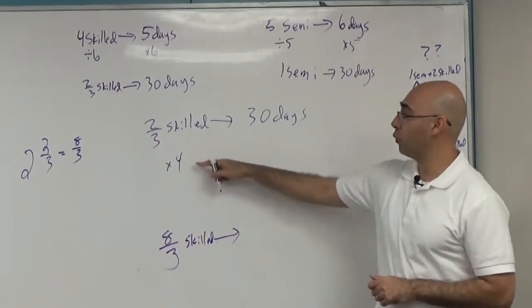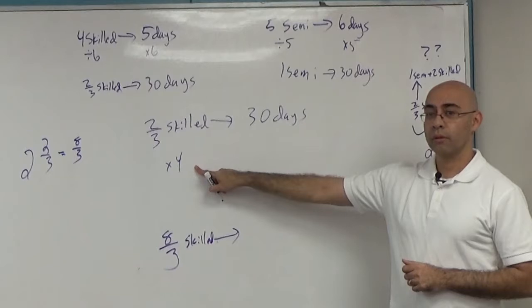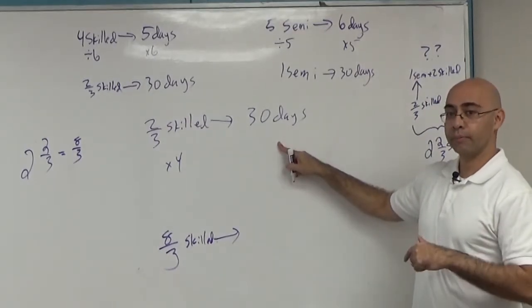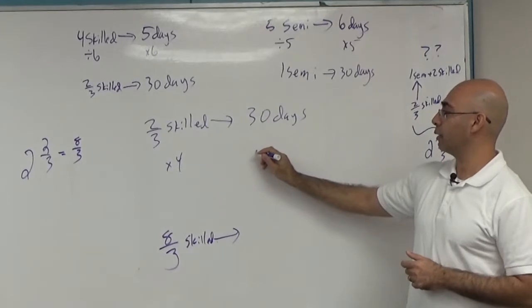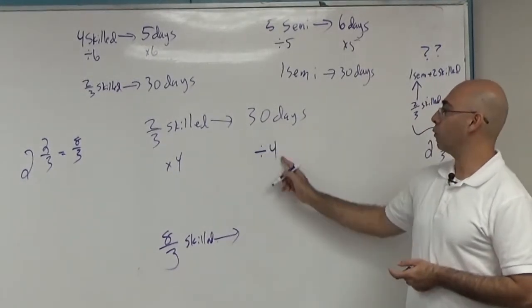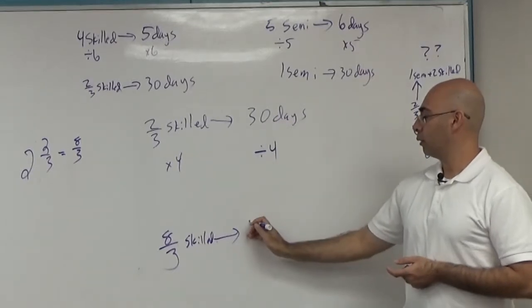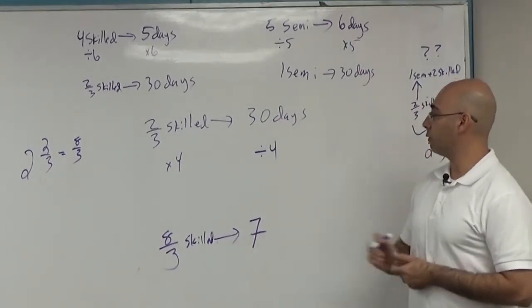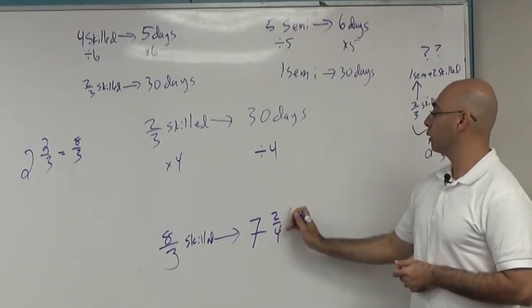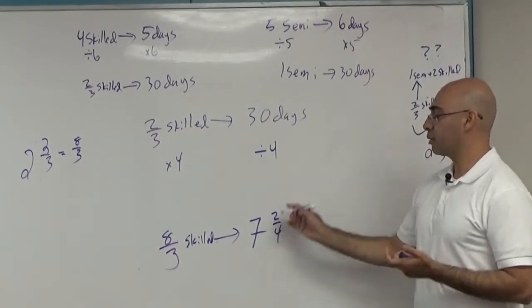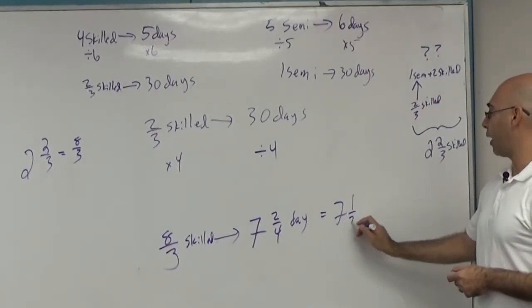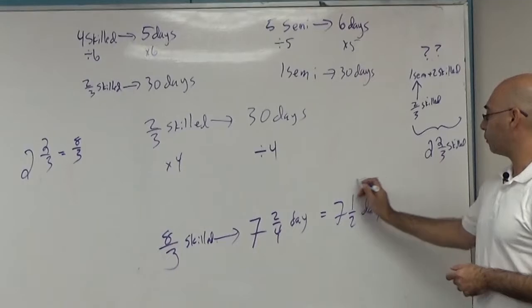So I'll ask this. If you're getting more workers, will the job get done longer or quicker? Quicker. So what do I do to this side? Divide by 4. How many times does 4 go into 30? 7. How much is left over? 2. So 7 2/4 of a day. But what's 7 2/4 of a day? 7.5 days.